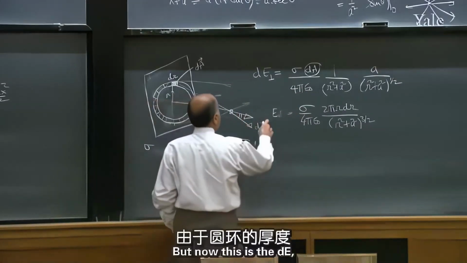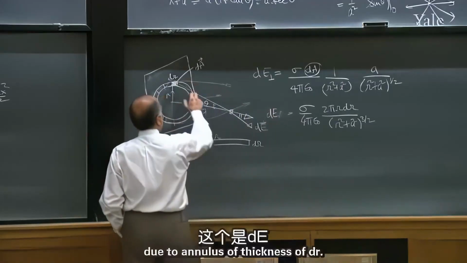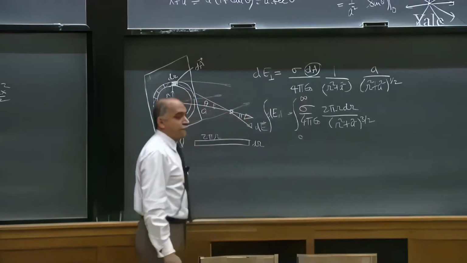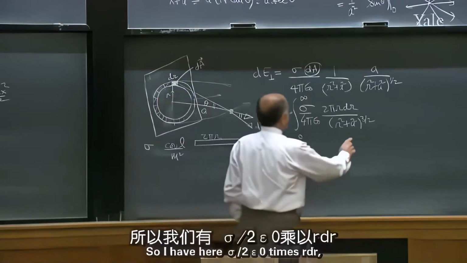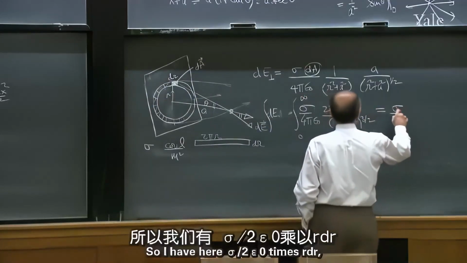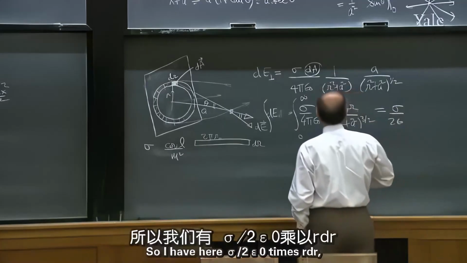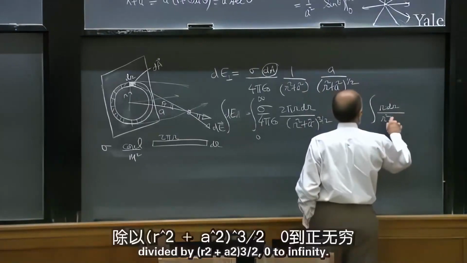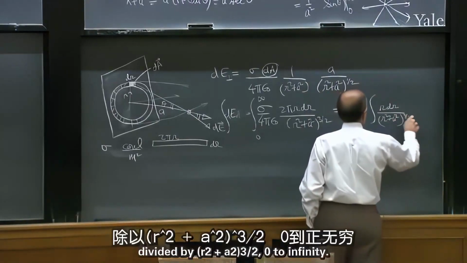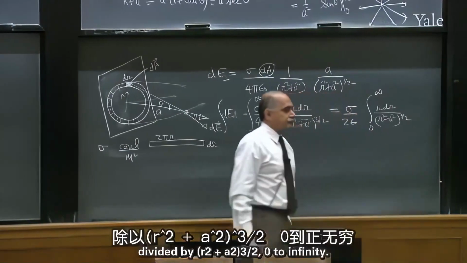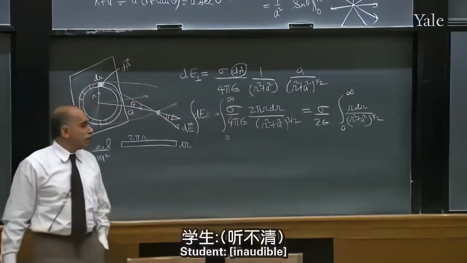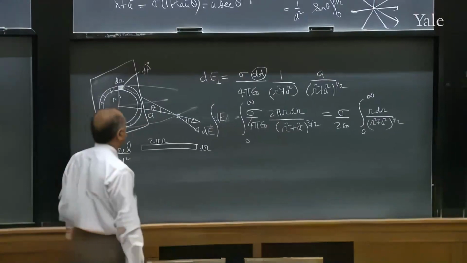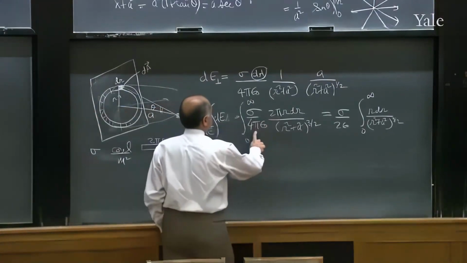But now, this is the dE due to an annulus of thickness dr. Then I got to integrate over all values of r, but r goes from 0 to infinity. So I have here sigma over 2 epsilon 0 times r dr divided by r squared plus a squared to the 3 over 2, 0 to infinity. Did I miss a pi? Shouldn't it be sigma over... Oh, that is a 2 pi here. Okay, yeah. 2 epsilon 0.